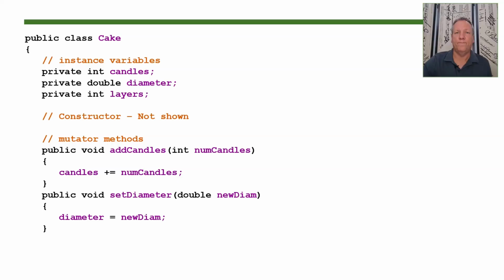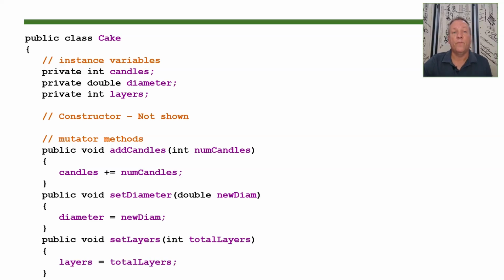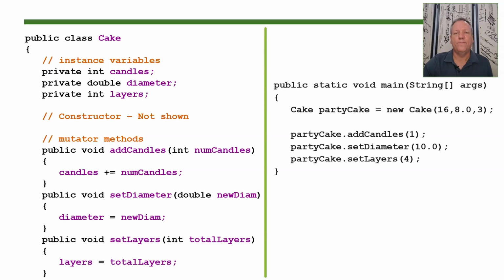Let's look at one more. public void setLayers with a parameter totalLayers. This will modify our instance variable layers by setting it equal to the totalLayers parameter. And those are our mutator methods. Now let's look at using them in context.